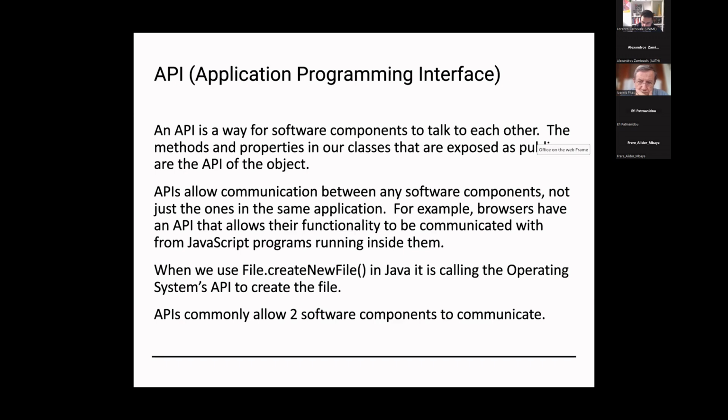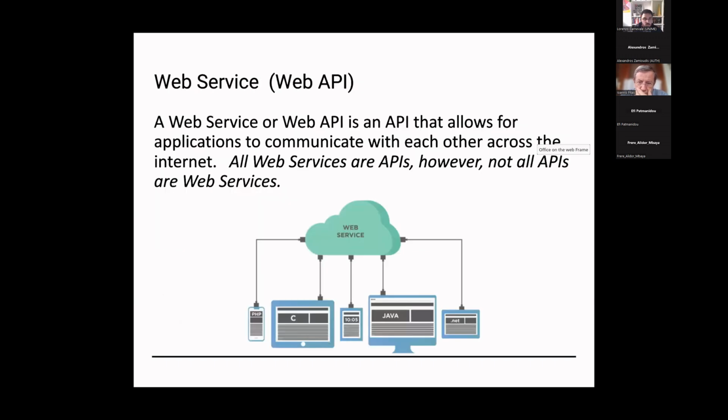So at the end, an API commonly allows two services to communicate. So the web service, or the web API, is an API that allows applications to communicate with each other. All the web services are APIs, but not all the APIs are web services. Okay, so this is an important difference in this aspect.